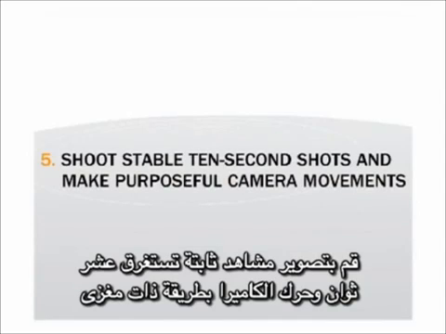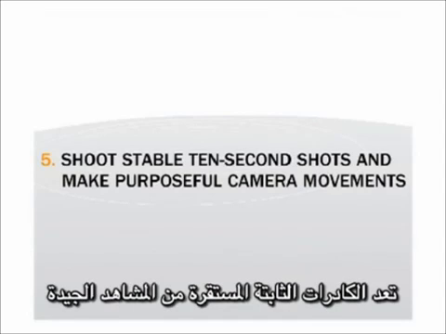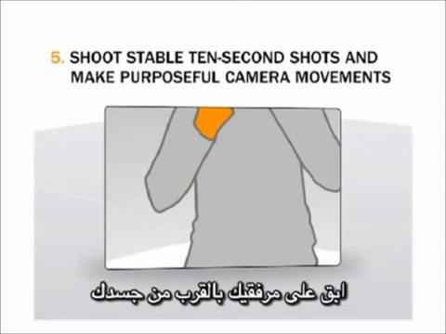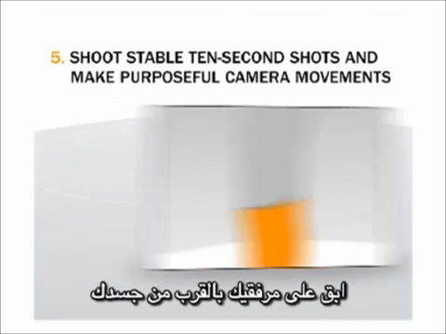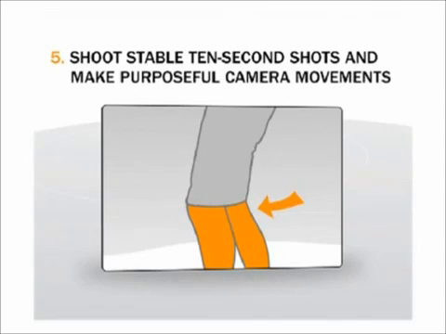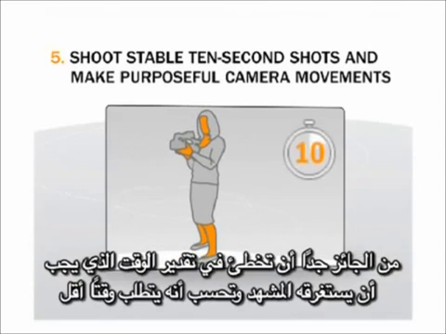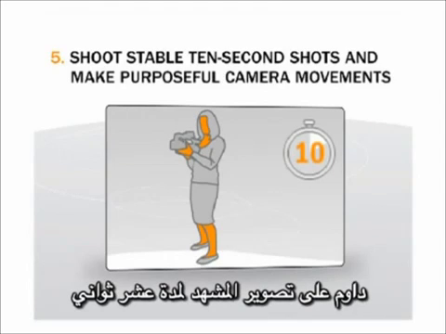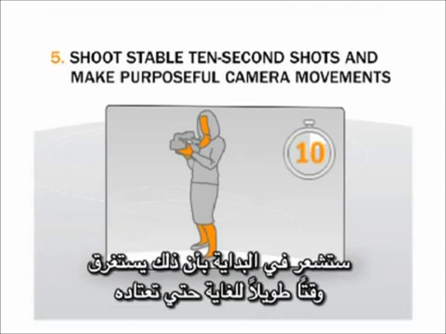Shoot stable 10-second shots and make purposeful camera movements. Stable, still shots are good shots. Keep your elbows close to your body and your knees bent for stability. It's easy to underestimate how long you need to hold a shot for. Hold it for 10 seconds. This will feel like much longer until you get used to it.